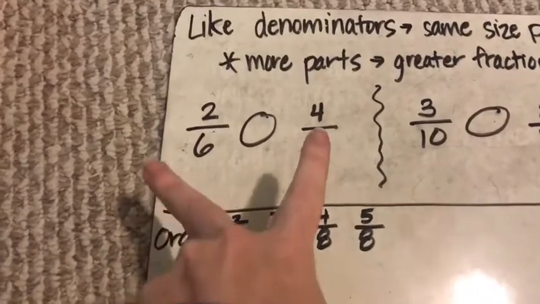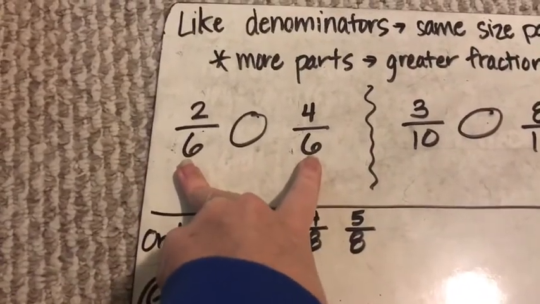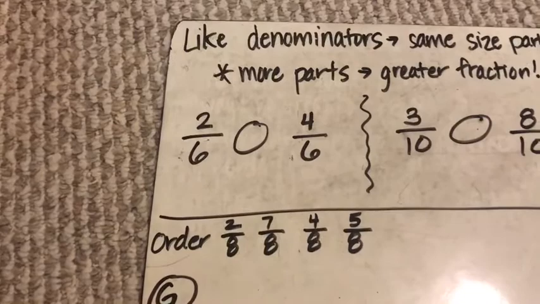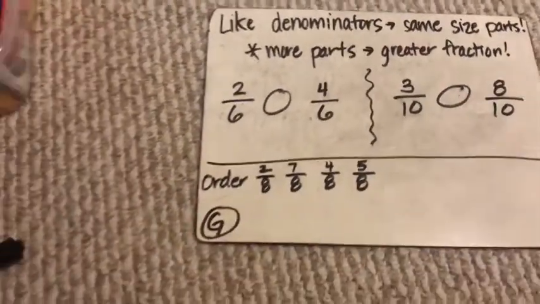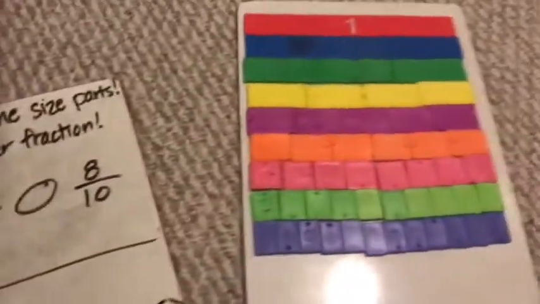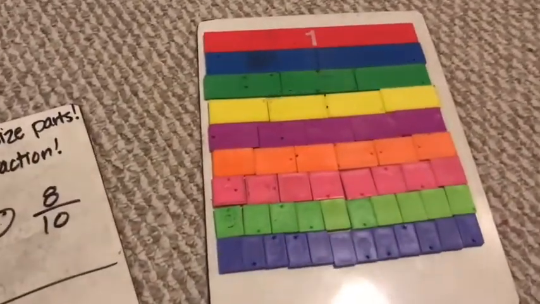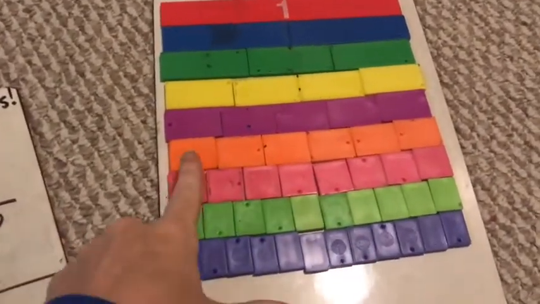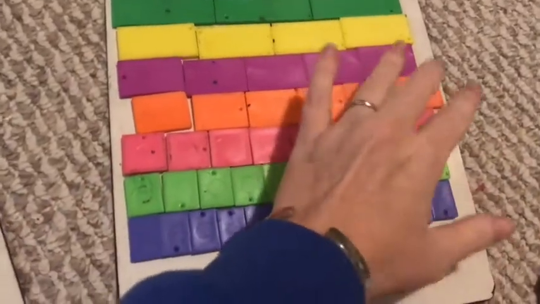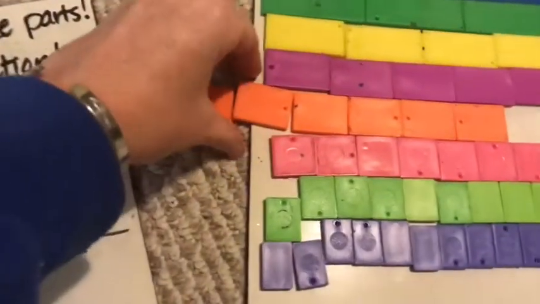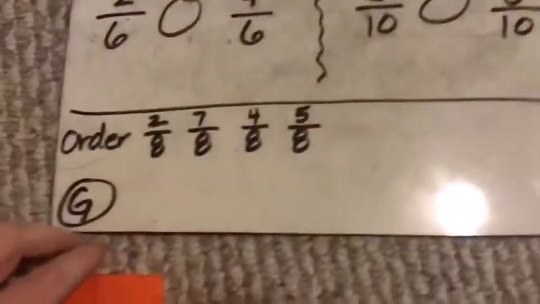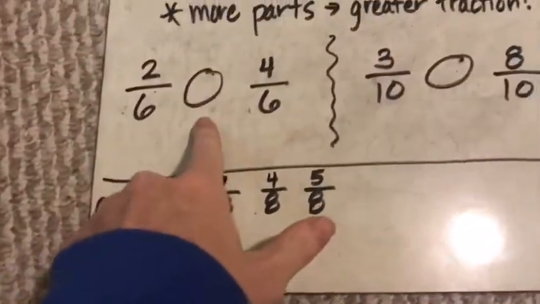So I noticed that the denominators are both 6. So that means I'm comparing 6ths. That means I'm comparing the same size pieces. 6ths are the same as 6ths. When I come over here to my model, if I'm looking for 6, I'm looking for the one where 6 parts made the whole, right? So these are my 6ths here. And I need 2/6. That means 2 of the 6ths. Put them there. And I'm comparing that to 4/6.